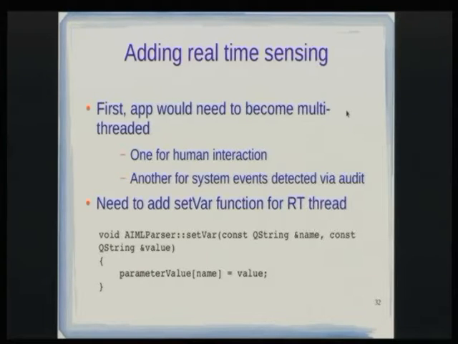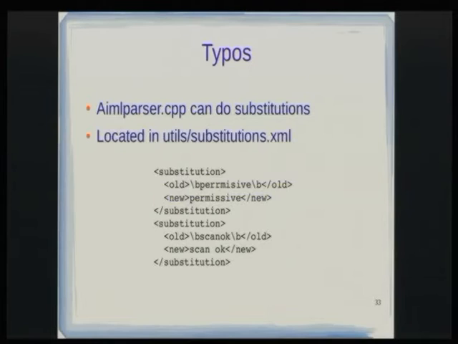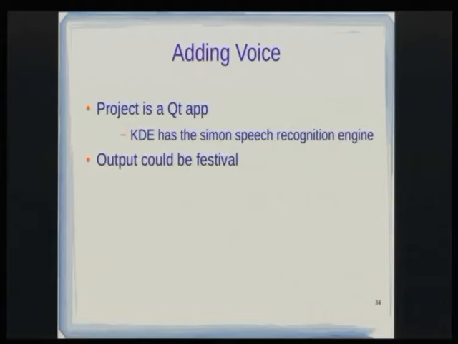So to do the rest of what I would really like this to do, you really want to add real-time sensing. To this end, I added a function called setvar to the AIML parser class. This way, another thread could set a variable to communicate with the main program. One of the other problems you may run into is you might be trying to give a presentation, you fat finger things in, and there are the substitutions, so based on your habits, you might make substitutions that cause you problems.